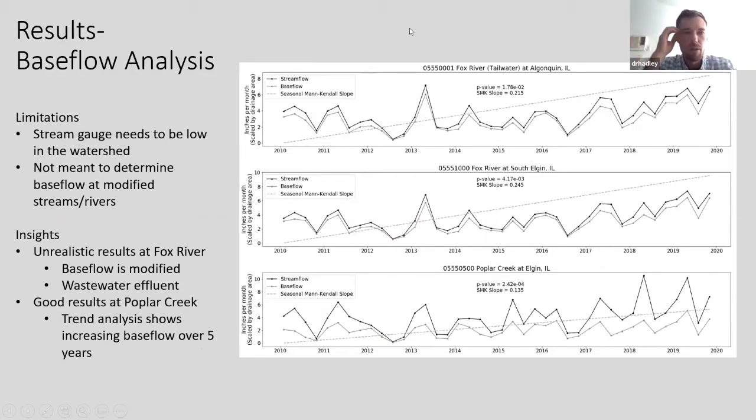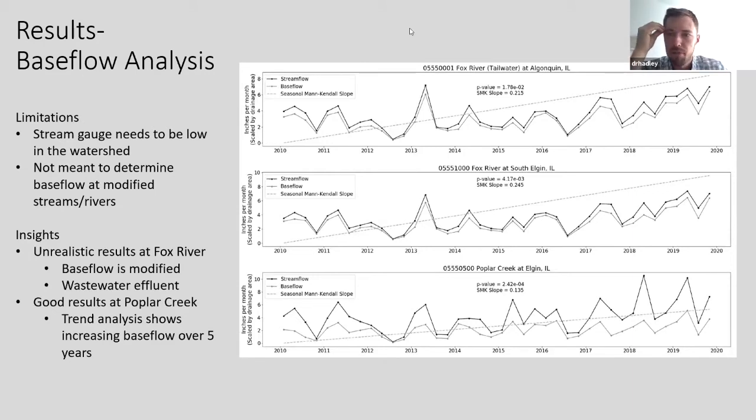We also did an analysis on the baseflow using the USGS stream gauge data. I wanted to point out though that there's several limitations to using the method that we employed. The reason we used the method was that it's a very standard method for baseflow analysis. However, it's meant to be used for stream gauges that are very low in the watershed and representative of the entire watershed.